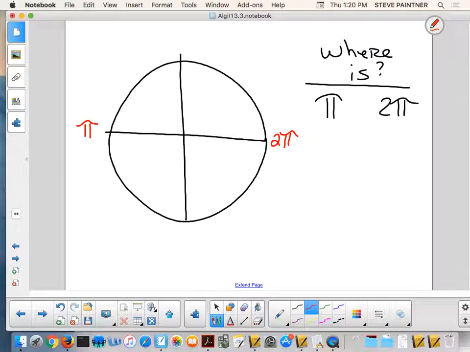Now do this one. Don't say a word. Don't say anything. Just put it somewhere in your circle. See if you get it right. Where's pi over 2 on your circle?